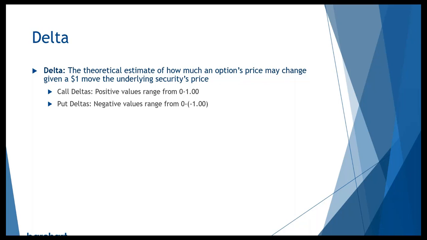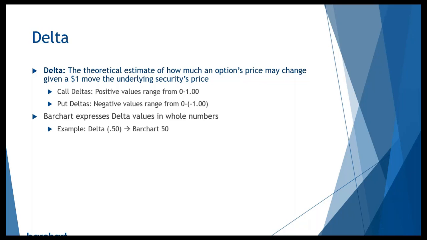Now, some platforms, like Barchart, express delta as a whole number. So for instance, some platforms will talk about deltas as 0.50, or will convert it with a 100 multiplier, like Barchart does, to 50. So I just wanted to make you aware of that.